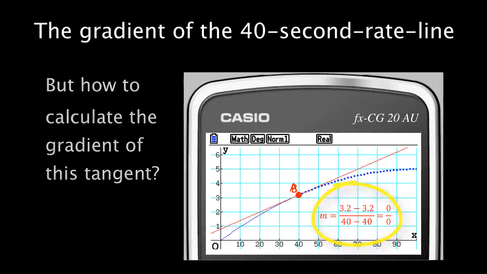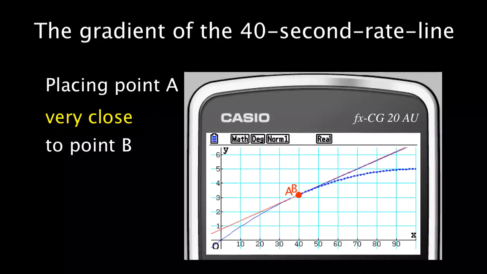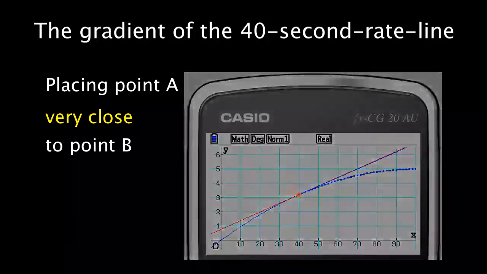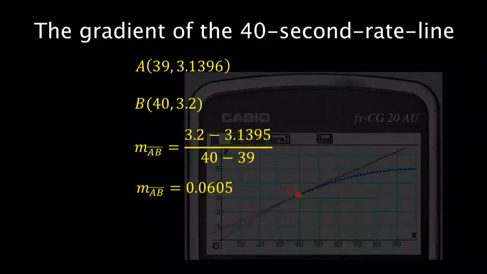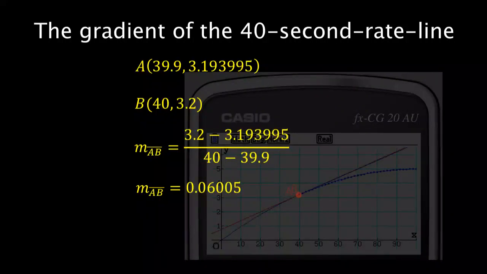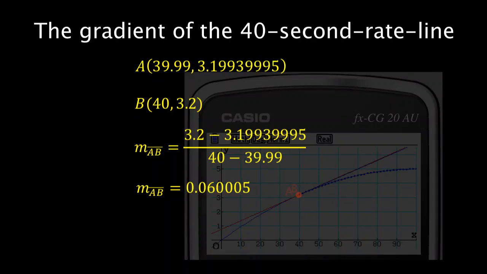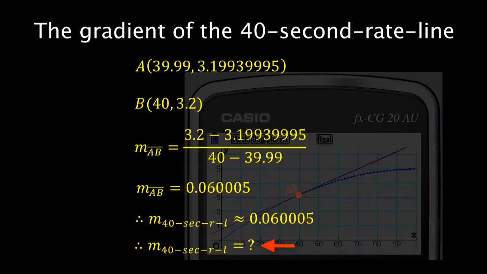So for now, let's be happy to place point A very close to point B and calculate the gradient like this. So I could say the rate of flow at the 40-second instant will be a number close to 0.060005 litres per second. I'm not going to tackle how to calculate the exact value of the rate of flow at the 40-second instant just now. That's a dragon for another time. But 0.06 does look very compelling.